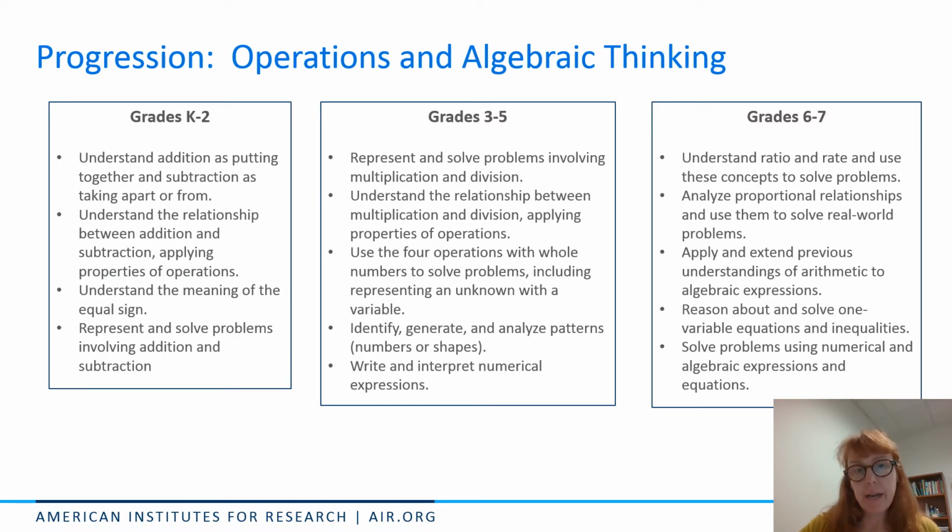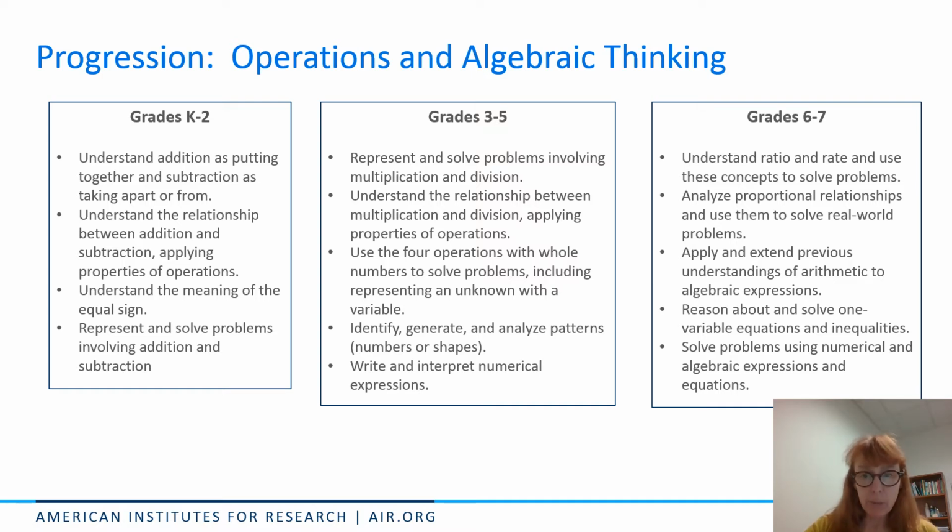So let's take a look at how operations in algebraic thinking build across the grade levels. Students begin their study of operations in algebraic thinking in kindergarten, as they start to understand addition as putting together and subtraction as taking apart or from. They'll also begin to understand the relationship between addition and subtraction, and they can apply properties of operations, such as the commutative and the associative property. They'll understand the meaning of the equal sign, showing that two things are equivalent to each other. And they'll be able to represent and solve problems involving addition and subtraction.